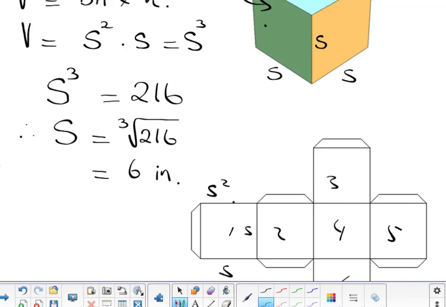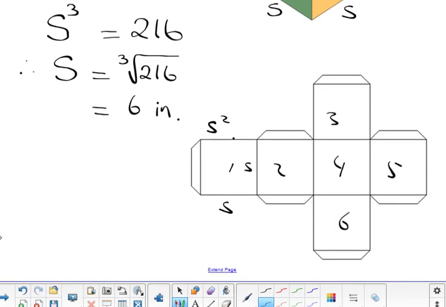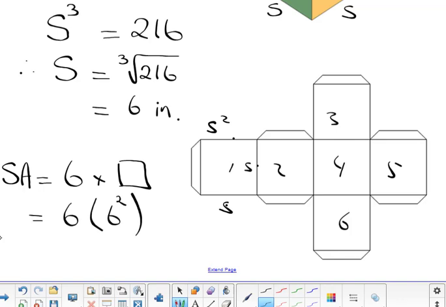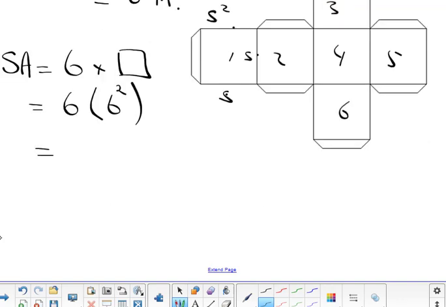Now, that's S. Each of these squares that make up the surface area of our cube is going to have an area of S squared. Because there are 6 sides, we can say here SA for surface area is 6 times each little square, which is 6 times 6 squared. This is kind of interesting because 6 times 6 squared is 6 times 36, and 6 times 36, of course, is our number 216. And this is going to be square inches.